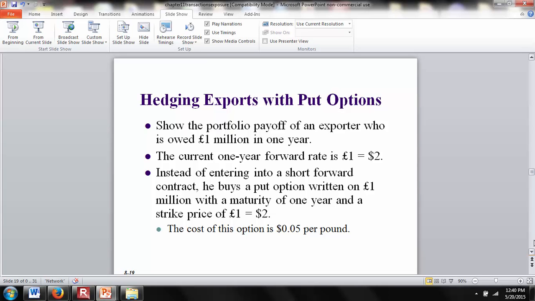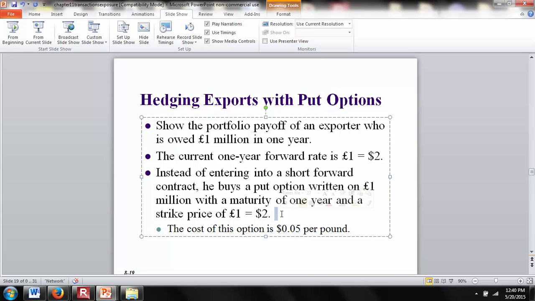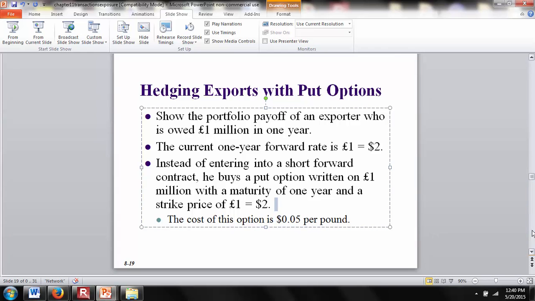Basically here you are using put options, and with the put options you have the right to convert the British pound into US dollars, and the strike price is 1 pound equal to $2. So he has the right to convert the British pounds into US dollars at an exchange rate of 1 pound equal to $2. So what is his strategy? His strategy is that if the exchange rate is above 2, he will not exercise the put option. If the exchange rate is below 2, he will exercise the put option. So these are the two cases.